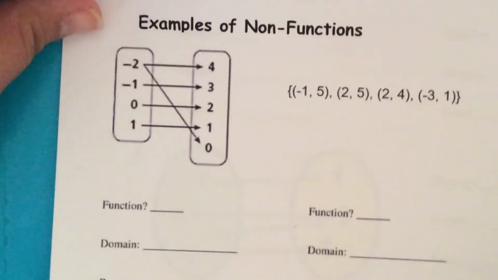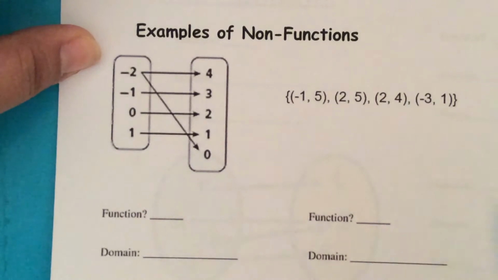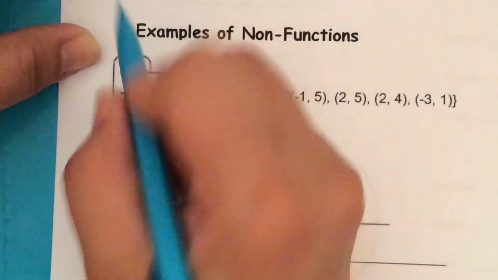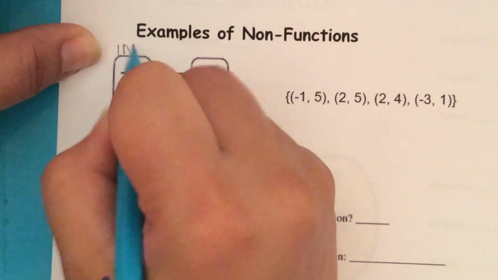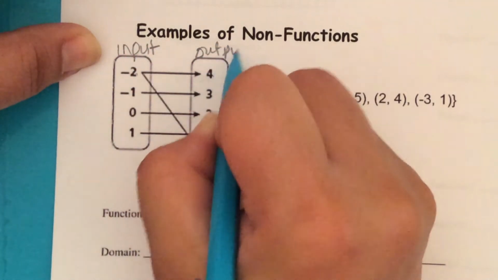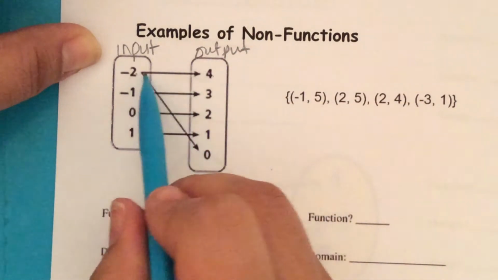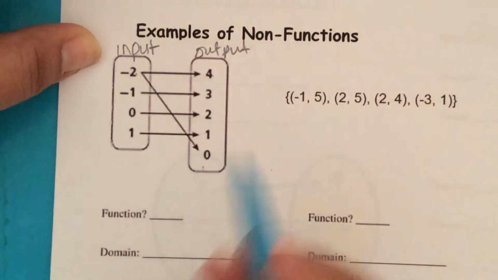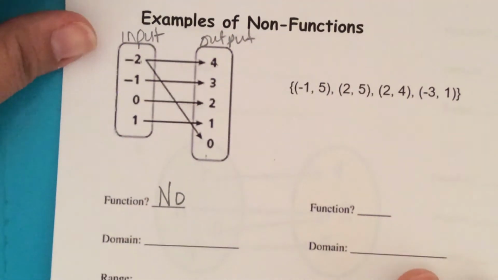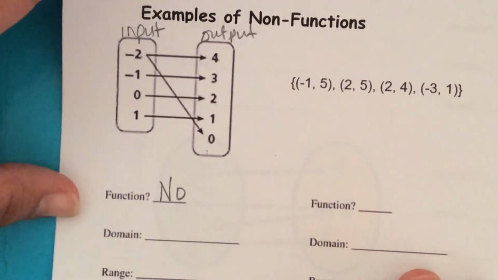Okay, here are examples of non-functions. So notice that -2 is going out with 2 numbers. It's going out with 4. So this is your input, output. -2 is going out with 4, and it's going out with 0. So this is not a function. So you say no right there. Is that a function? No, it's not.